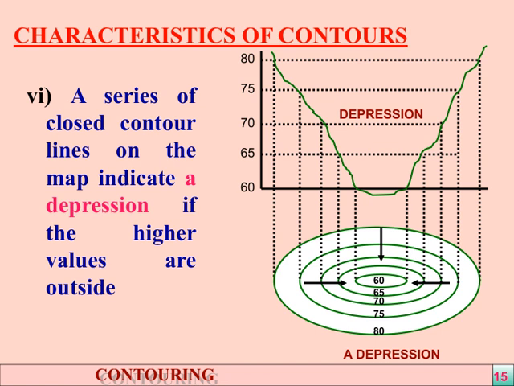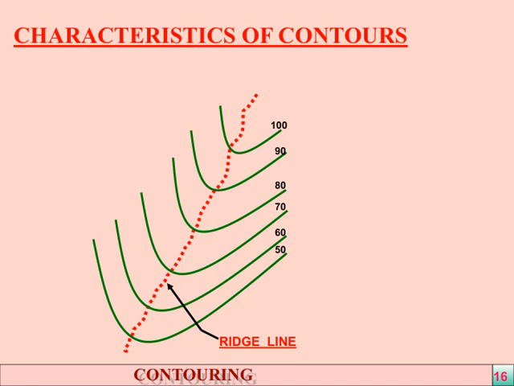So always remember, when contour lines form a closed loop with higher values outside and lower values inside, you're looking at a depression. This concept ties into the broader theme of how we read and interpret the terrain using contour maps. Let's take a closer look at the characteristics of contours, starting with the ridgeline.